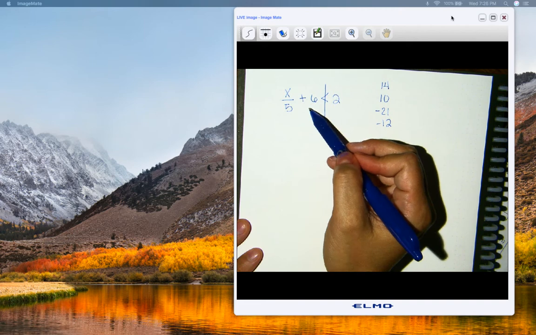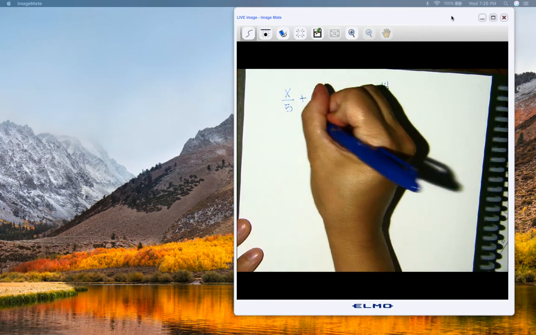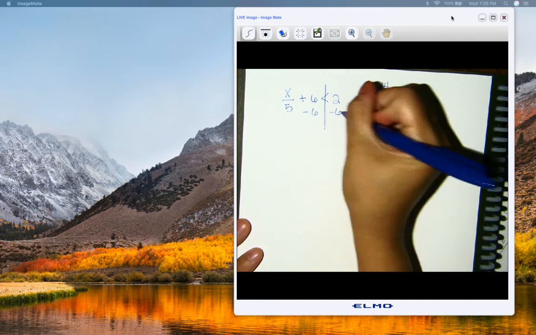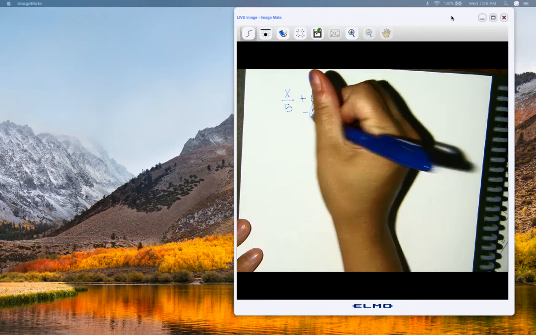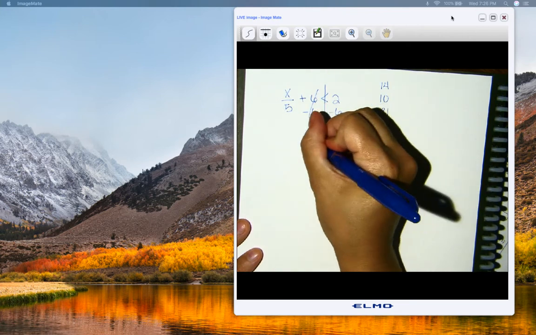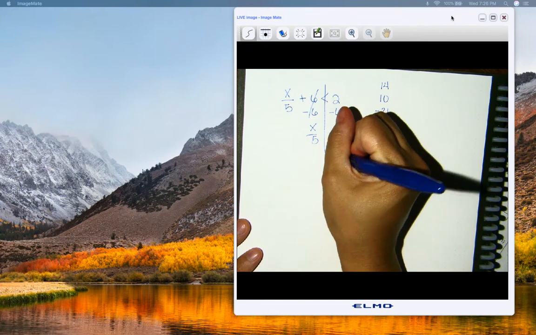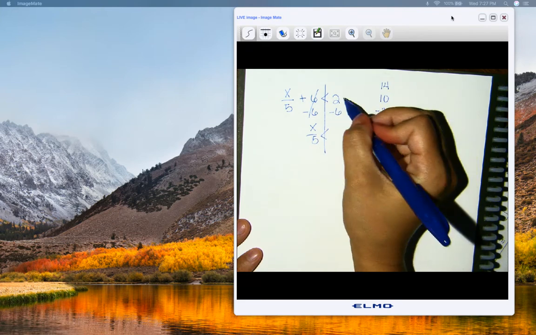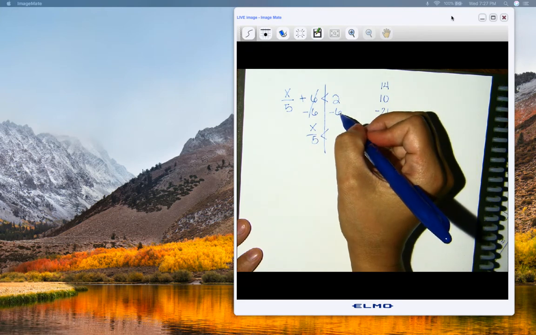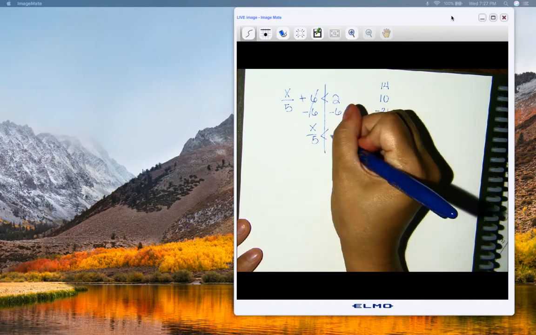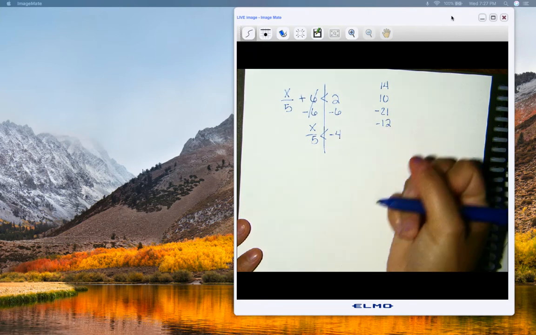How do I get rid of a plus 6? I subtract 6 from both sides. This cancels. I'm left with x over 5 is less than, if I have $2 and I need to spend 6, that means that I'm short $4, so -4.